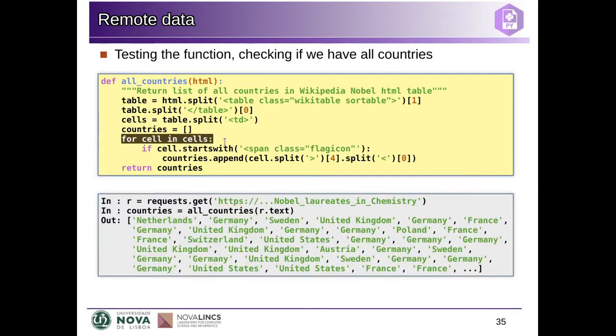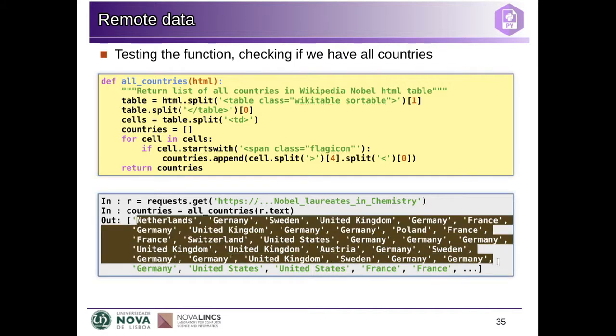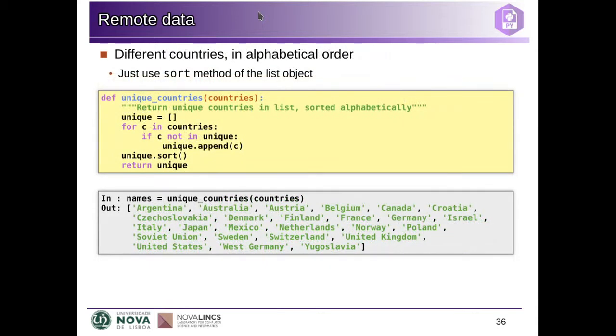It's going to do this for all the cells, and every time it encounters a country, it appends the country to the countries list. So this is the list of the countries of all prize winners, with some countries repeated because some countries had several Nobel Prizes. So now we're going to extract from here only the different countries, and we're going to sort them alphabetically. This is easy to do.